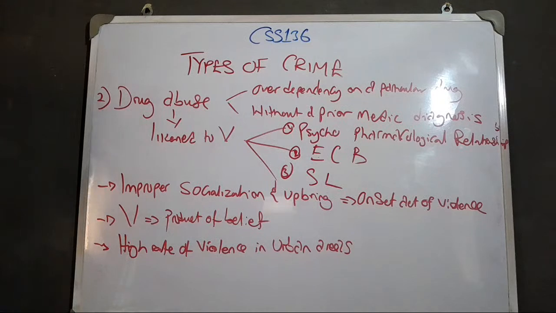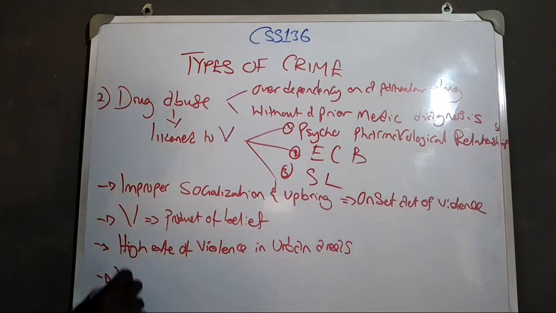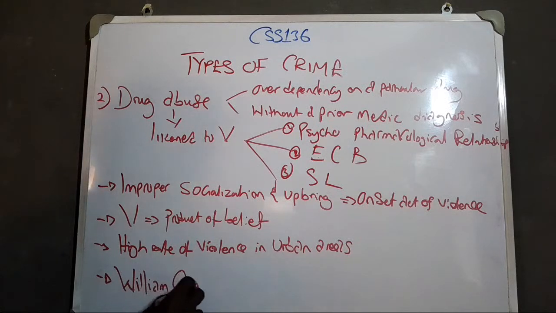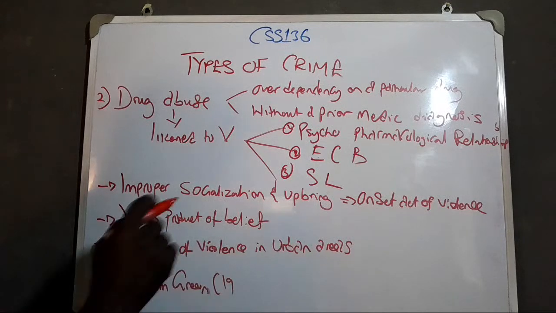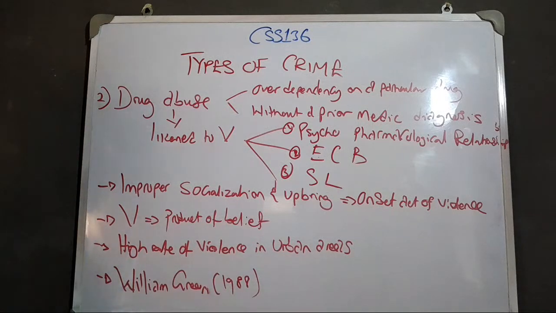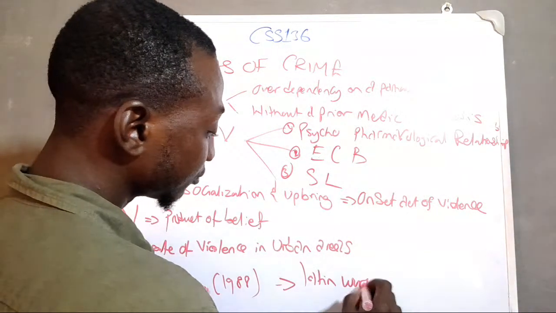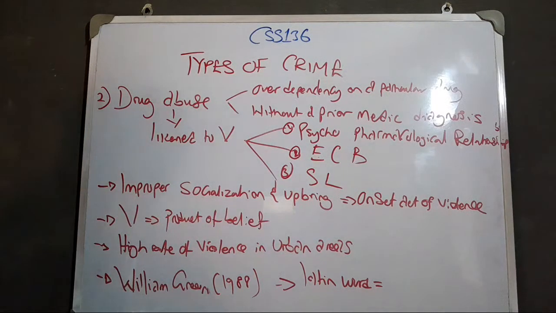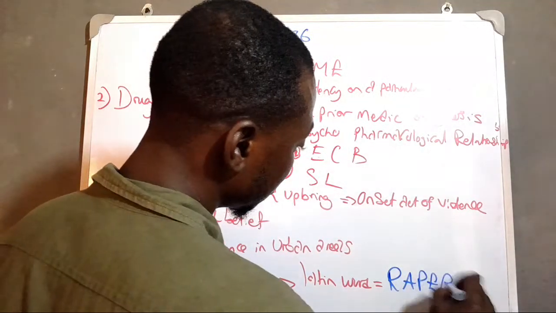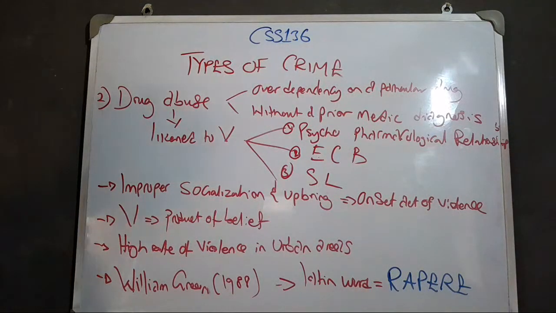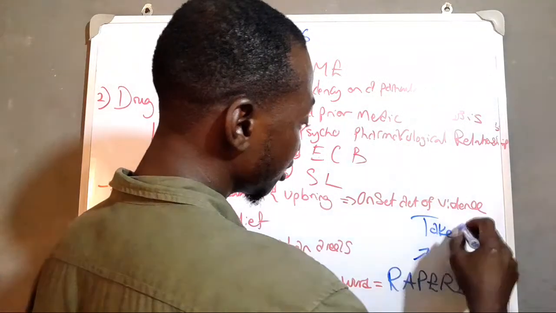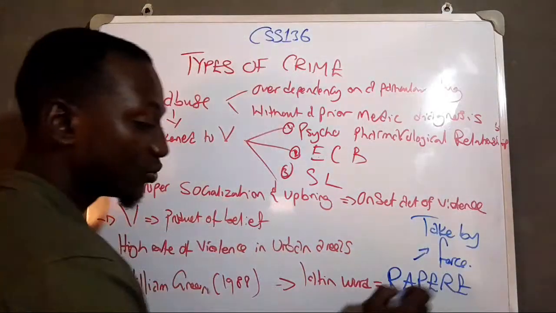Now we have forcible rape. According to William Green in 1988, rape comes from the Latin word rapere, which means to take by force.